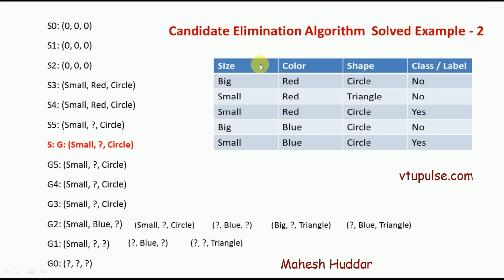So this is the procedure we need to follow to find the consistent hypothesis for given training examples considering the candidate elimination algorithm. So this is the second example that I have discussed here. The link for the other two examples is given in the description below. Follow those links to find the solutions for the other two examples for the candidate elimination algorithm.